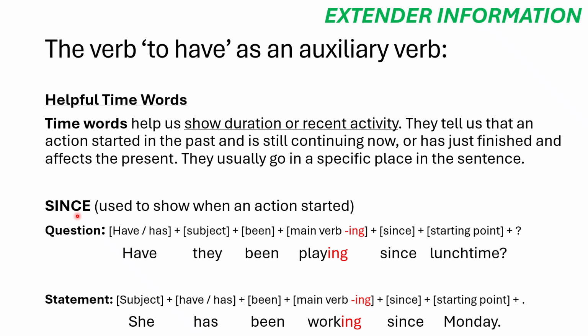Since is used to show when an action started. In a question: have or has plus subject plus been plus main verb plus since plus starting point. Have they been playing since lunchtime? In a statement: subject plus have or has plus been plus main verb plus since plus starting point. She has been working since Monday.